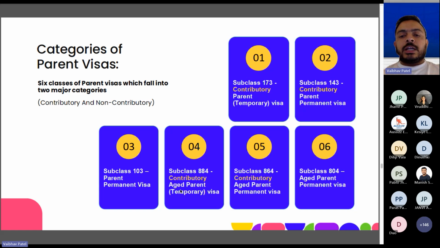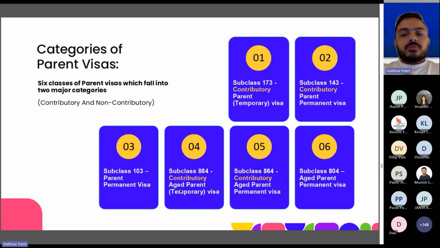So there are only two visas that seem to be more practical. It's 143 and 864, because you have to contribute $43,600 per parent and get a PR. And the processing time for your parents is generally 6 years under these two categories. Or you can apply for subclass 103 or 804. 103 again does not make much sense because it's an offshore visa. You don't get a bridging visa, and the challenge is the processing time is around 30 years. So as you can see, that's why it's not practical.